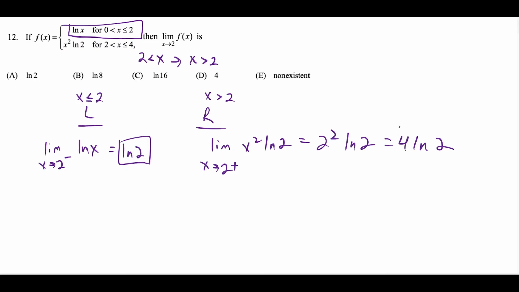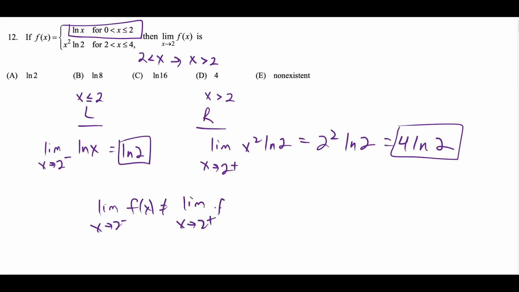But notice that the left and right side limits are not equal. So the limit as x approaches 2 on the left of f of x is not equal to the limit as x approaches 2 on the right of f of x. And anytime your left and right limits are not equal, that means the limit in general is non-existent. So it's going to be choice E.